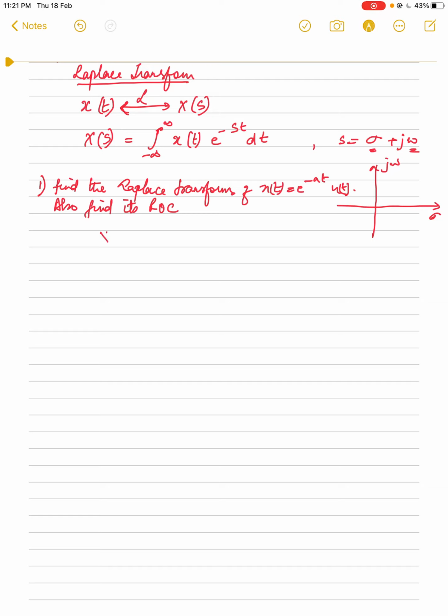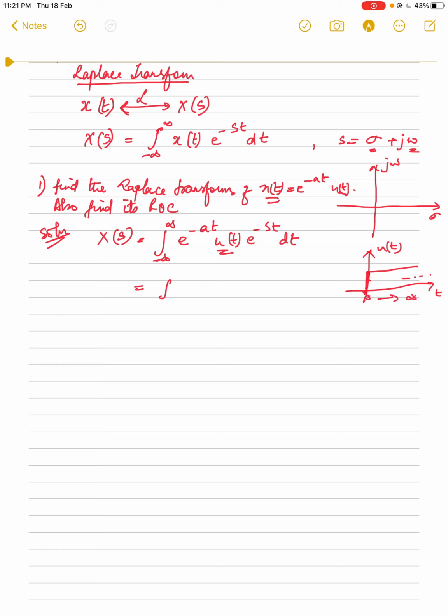So from the example solution, from the formula itself, I'll do direct substitution. This is minus infinity to infinity. X of t will be substituted by this, e to the power minus at u of t, e to the power minus s t dt. So I'll combine it. Now u of t is a unit step function. A unit step function is a standard function which exists from 0 to plus infinity. This is t. So it exists only from 0 to infinity. This side it doesn't exist. So I'll change the limits from 0 to infinity because of the u of t function.